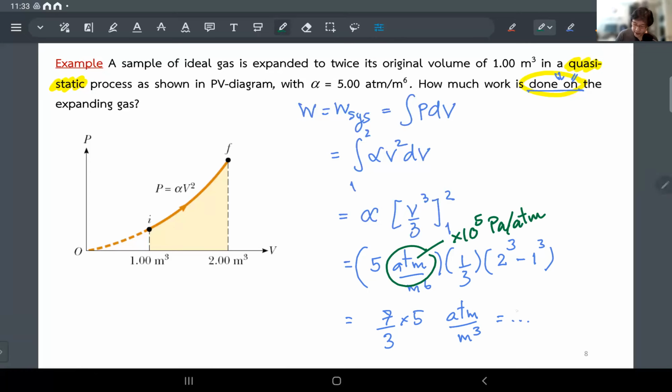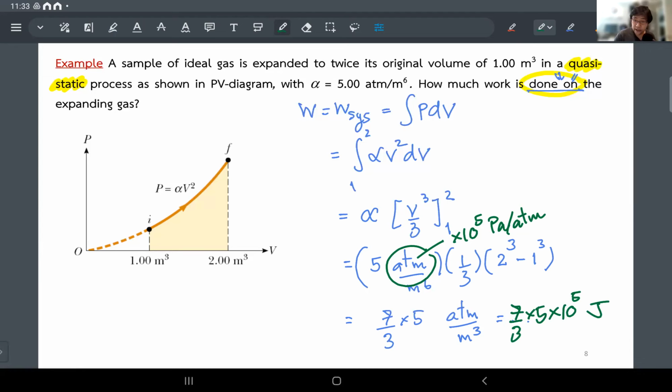So at the end, I will get 7/3 times 5 times 10 to the fifth, and the answer will be in joule. All right, that is, okay. I hope there's nothing left out here. I hope the number is correct.